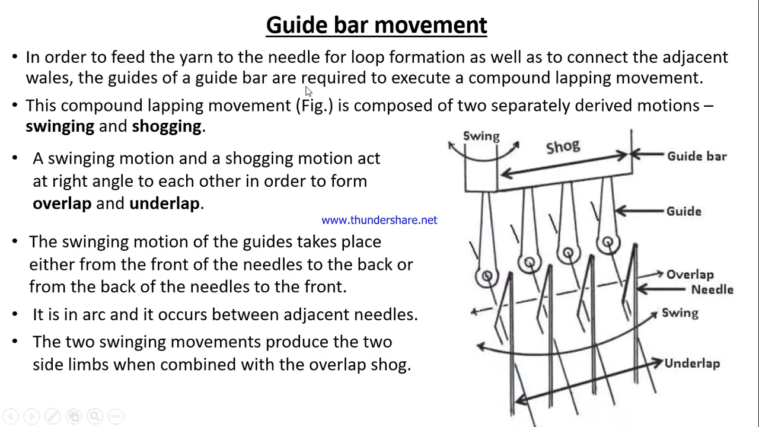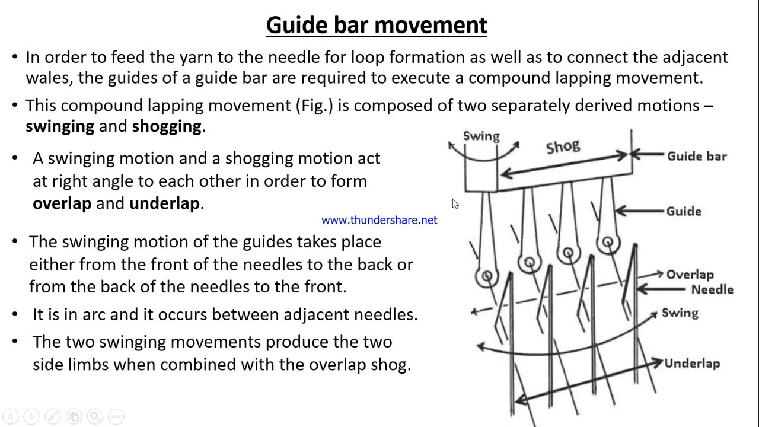Now the next element of the warp knitting machine is the guide bar. There are many guides; as many guides will be there as the number of needles on the needle bar. All the guides are situated on a guide bar.